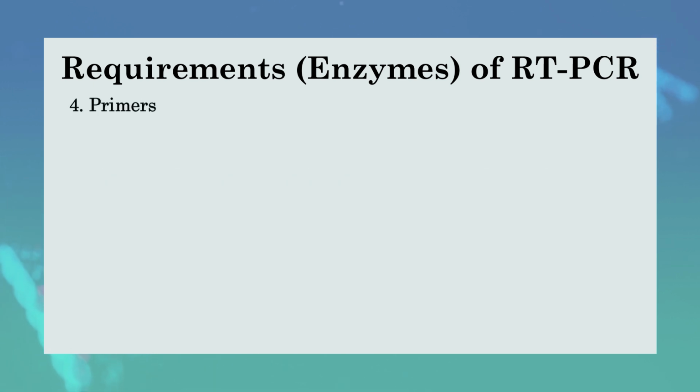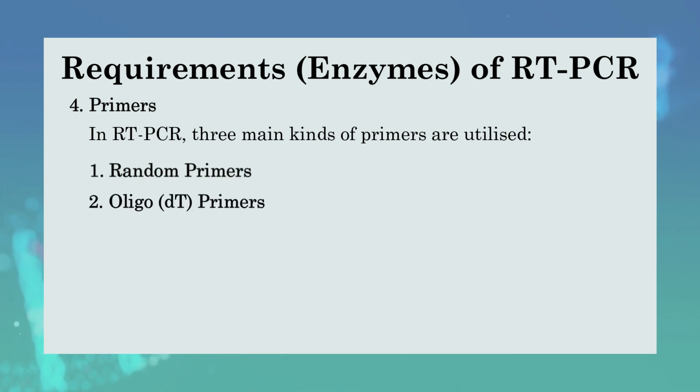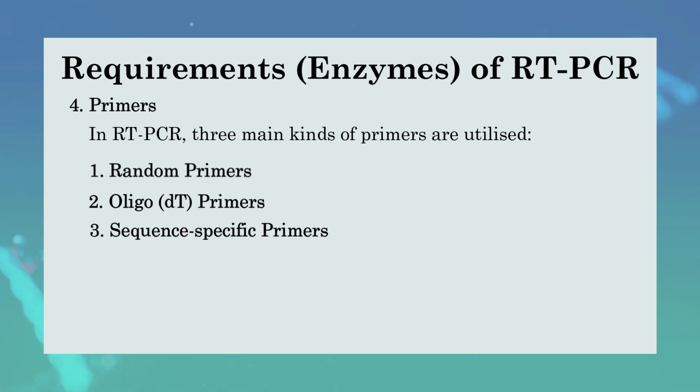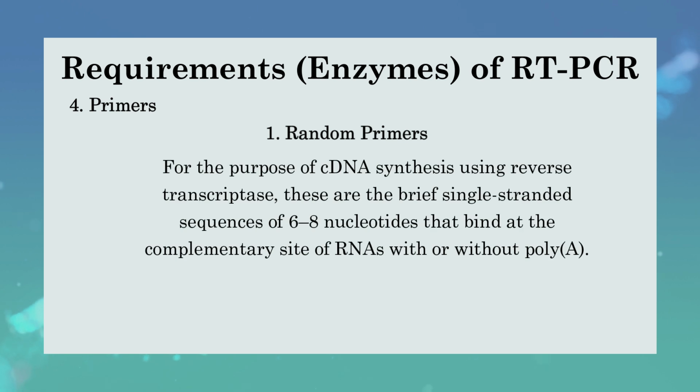Number 4. Primers. In RT-PCR, three main kinds of primers are utilized. Number 1. Random primers. Number 2. Oligo-dT primers. And number 3. Sequence-specific primers.